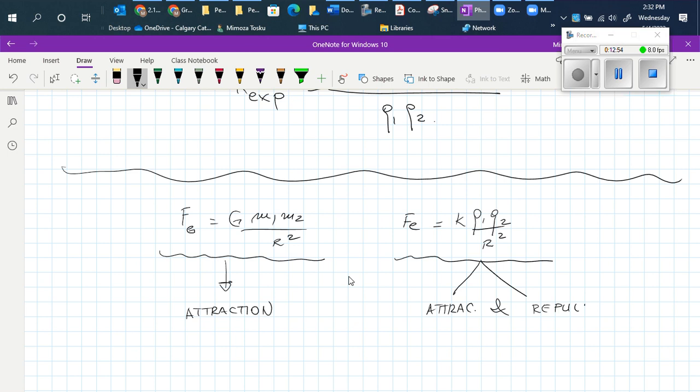This is pretty much what you need to know in terms of the relationship: what is the same and what is different between the universal force of gravity and Coulomb's law.